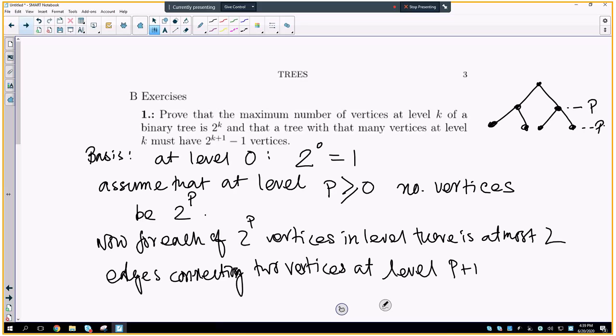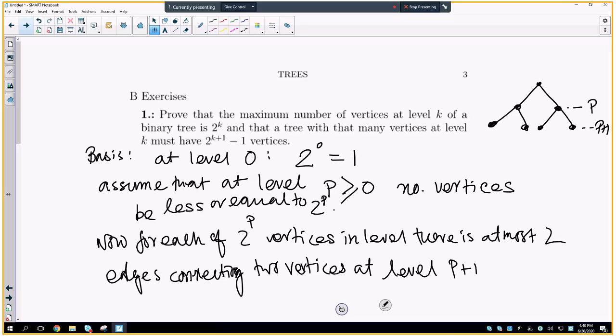So the one other thing that I want to change in this proof: when I say assume that at level P greater than 0 the number of vertices be 2 to the power P, I should actually say, because it is talking about the maximum number of vertices, be less than or equal to 2 to the power P. I want to show that this is the greatest possibility, less than or equal to 2 to the power P. And that should be fine, because I want to show that for K, the number of vertices cannot exceed 2 to the power K. So that's where we're getting to.